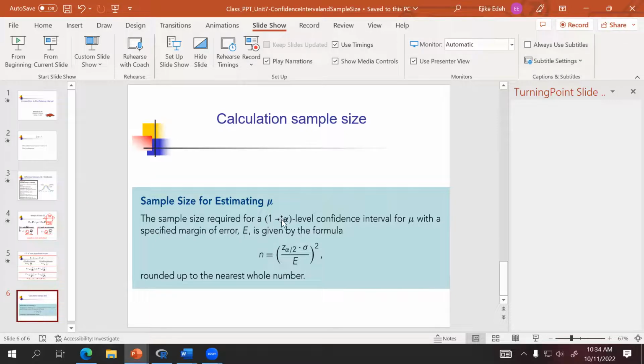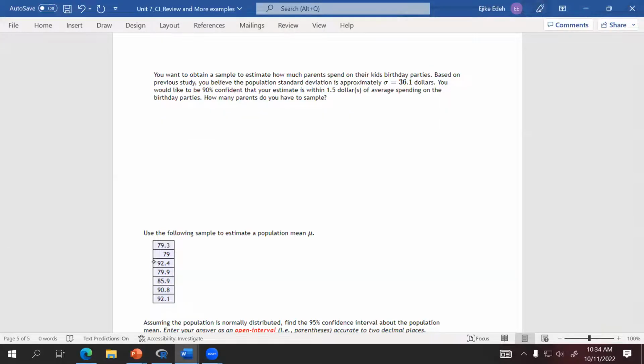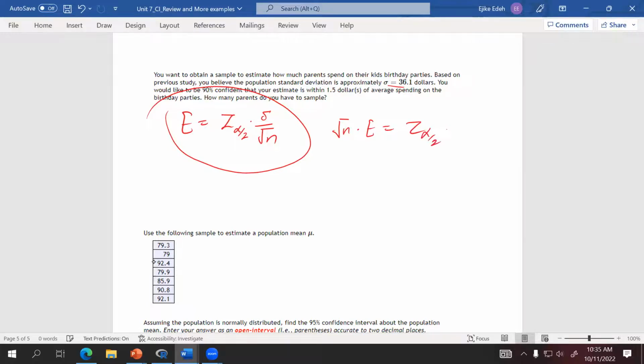You can see they are emphasizing the positive, 1 minus alpha, or 1 minus alpha over 2, as the case might be. That is the positive critical value the formula is emphasizing. So let me go back to that space. That equation was gotten from the margin of error. Remember the margin of error, because we are dealing with population standard deviation, is given by Z alpha over 2 times population standard deviation divided by square root of n. If you solve this algebraically and find the value of n, you multiply both sides by square root of n, and you get this equal to Z alpha over 2 times population standard deviation, and divide both sides by e.